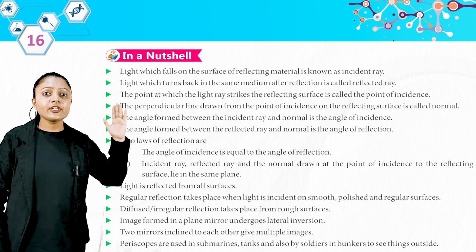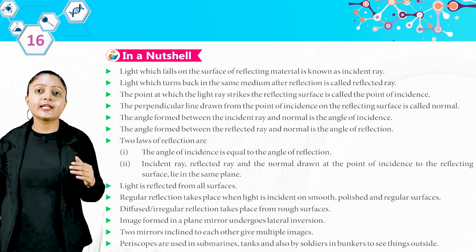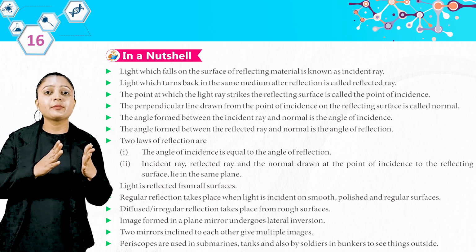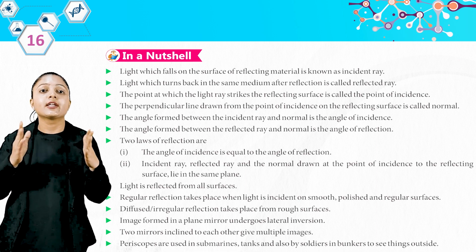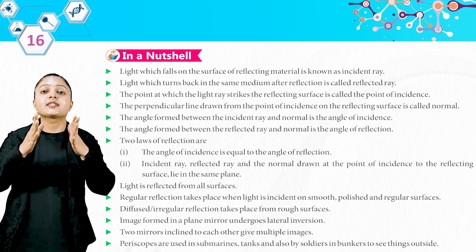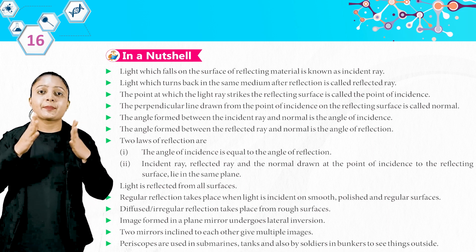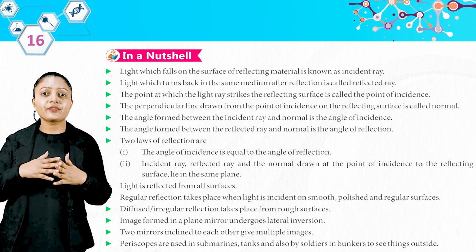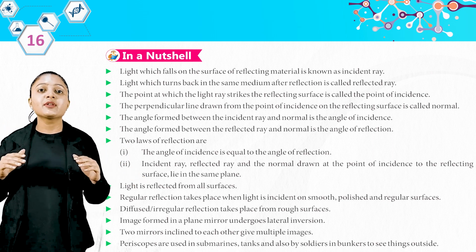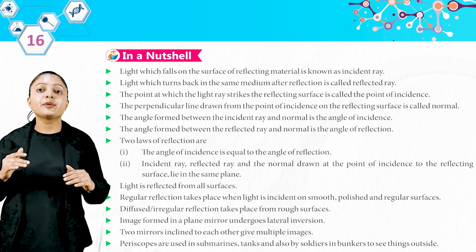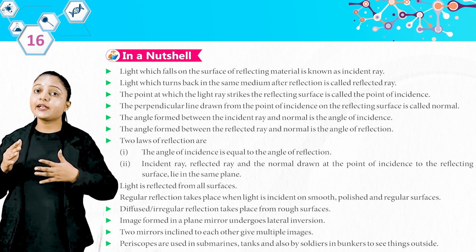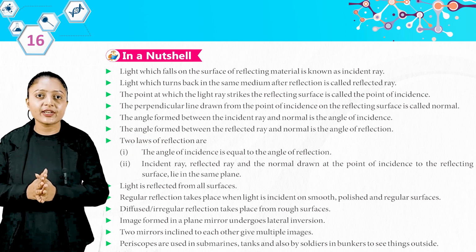First, light which falls on the surface of reflective material is known as incident ray. Light which turns back in the same medium after reflection is called reflected ray. The point at which the light ray strikes the reflecting surface is called point of incidence. The perpendicular line drawn from the point of incidence on the reflecting surface is called normal. The angle formed between the incident ray and normal is the angle of incidence. The angle formed between the reflected ray and the normal is the angle of reflection.